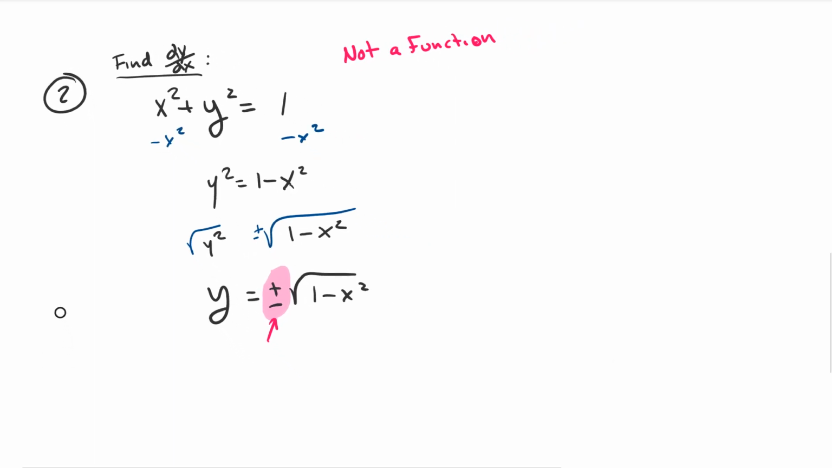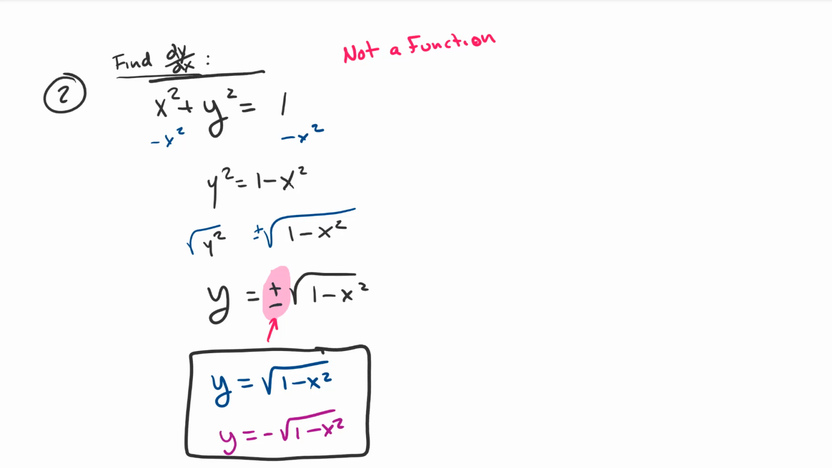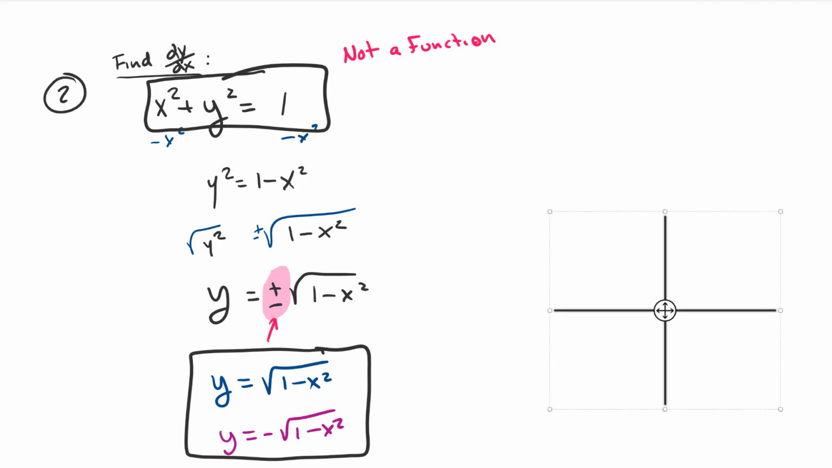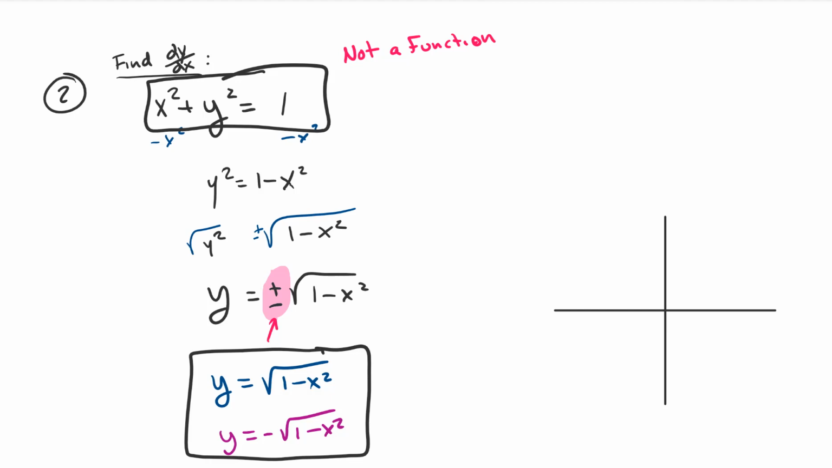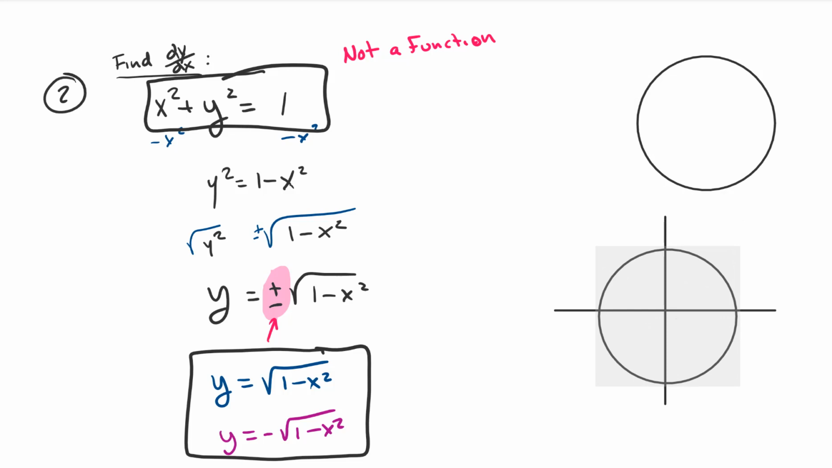I'll draw it in 2 different colors. Let's say y is equal to the positive of the square root of 1 minus x squared, and then we can have y is equal to the negative of the square root of 1 minus x squared. So let's look at these 3 pieces of information. This one and this one. Well, come on. Look up top. That's the freaking unit circle. It's the unit circle. A circle is not a function. Huh? Circle's not a function. That doesn't pass the vertical line test.